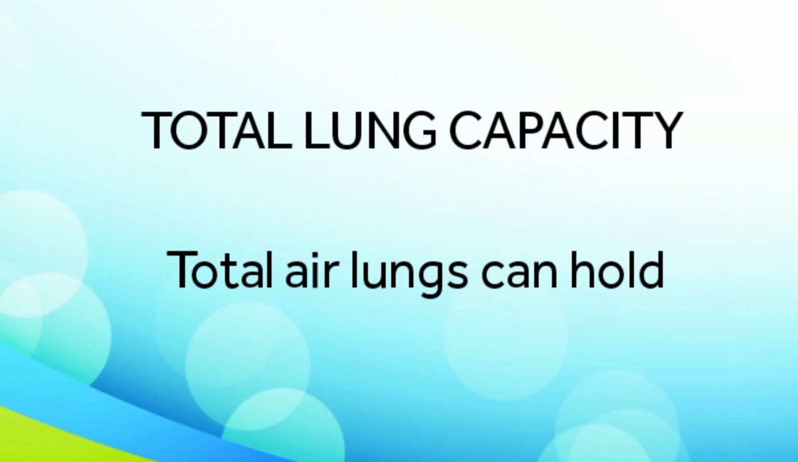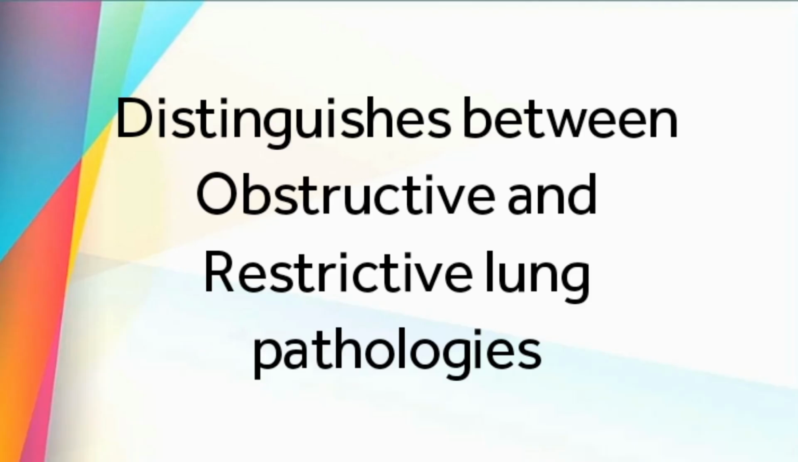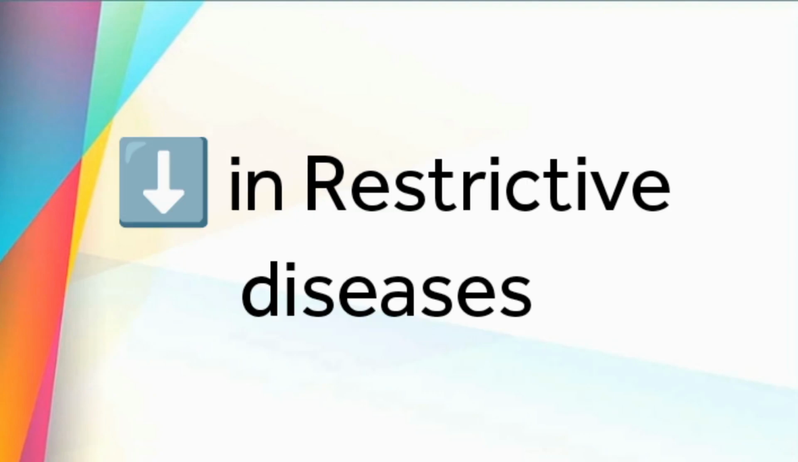Total lung capacity is the total air the lungs can hold. It includes all four volumes. It distinguishes between obstructive and restrictive lung pathologies. It increases in obstructive diseases, hyperinflation, and decreases in restrictive diseases.